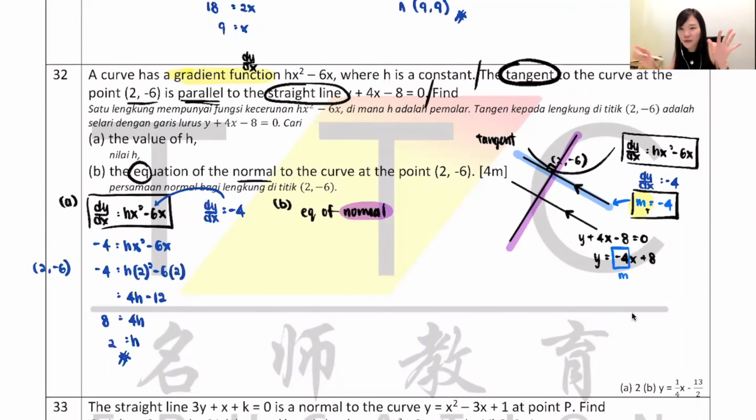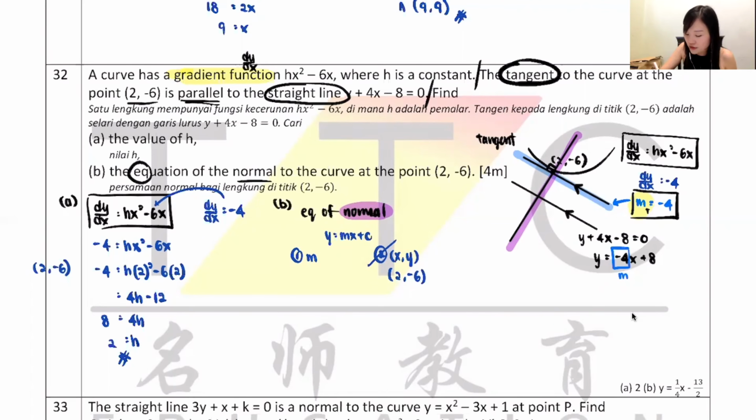So same as whatever we keep doing, a straight line equation is always y equals mx plus c. Remember, you must have two things. First, you must have a gradient. Second, you must have a coordinate. So this purple color line passes through what coordinate? (2, -6). So I think I can use (2, -6) to find the answer.